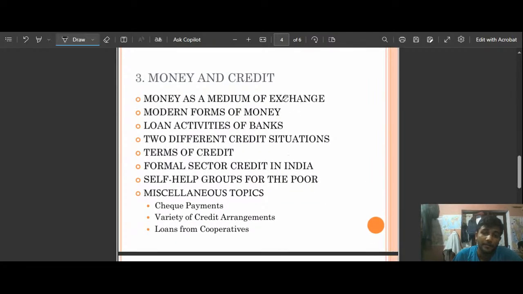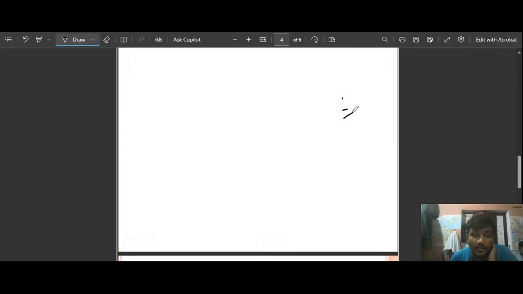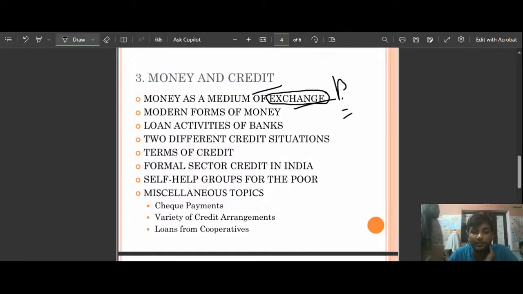The next chapter is money and credit. In this chapter we are going to see in a very exhaustive, detailed manner what money is as a medium of exchange, earlier forms of exchange like the barter system, what was there earlier when money was not there, and modern forms of money like bitcoins, and the CBDC that the RBI publishes every year. Some concepts are right there.